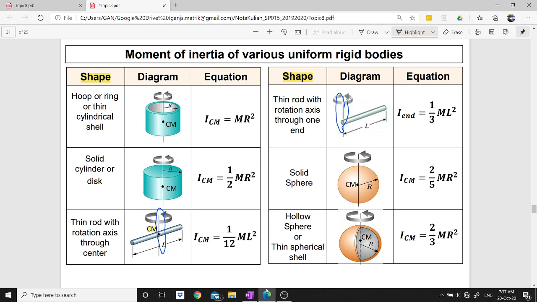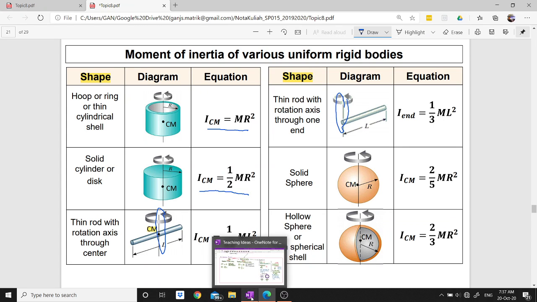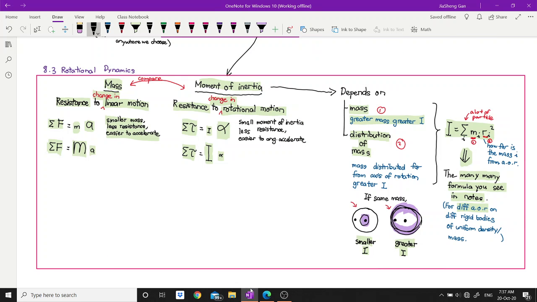You can refer here to these equations. These are the equations derived. These equations will be given to you in the question itself, so don't worry about it. The equation will be given, you don't need to derive it yourself. Okay, so that's the idea behind moment of inertia.